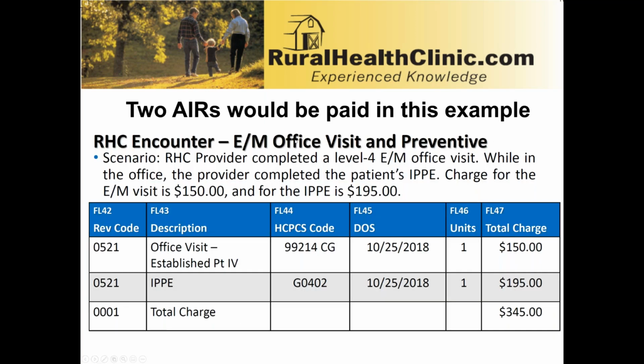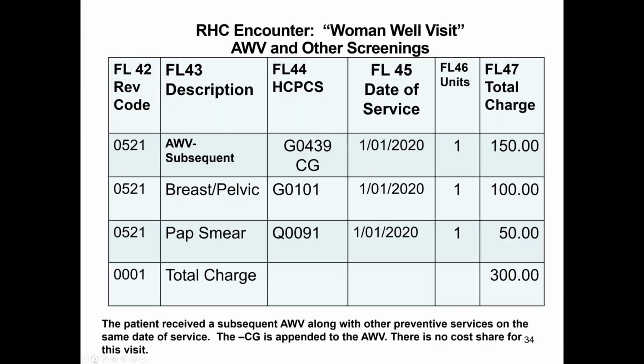Okay, here is one where you have two all-inclusive rates paid in one day. This is an IPPE, and we had an office visit on the same day. In this case, there's our G0402. We're not going to put our $195 charge into the CG line in this case, but Medicare is going to pay us, if you're an independent RHC, $69 for that, and then this G0402 line, they should pay you the full rate, the $86 rate for that. So that will be your payment for that. So you'll get two all-inclusive rates in that situation.